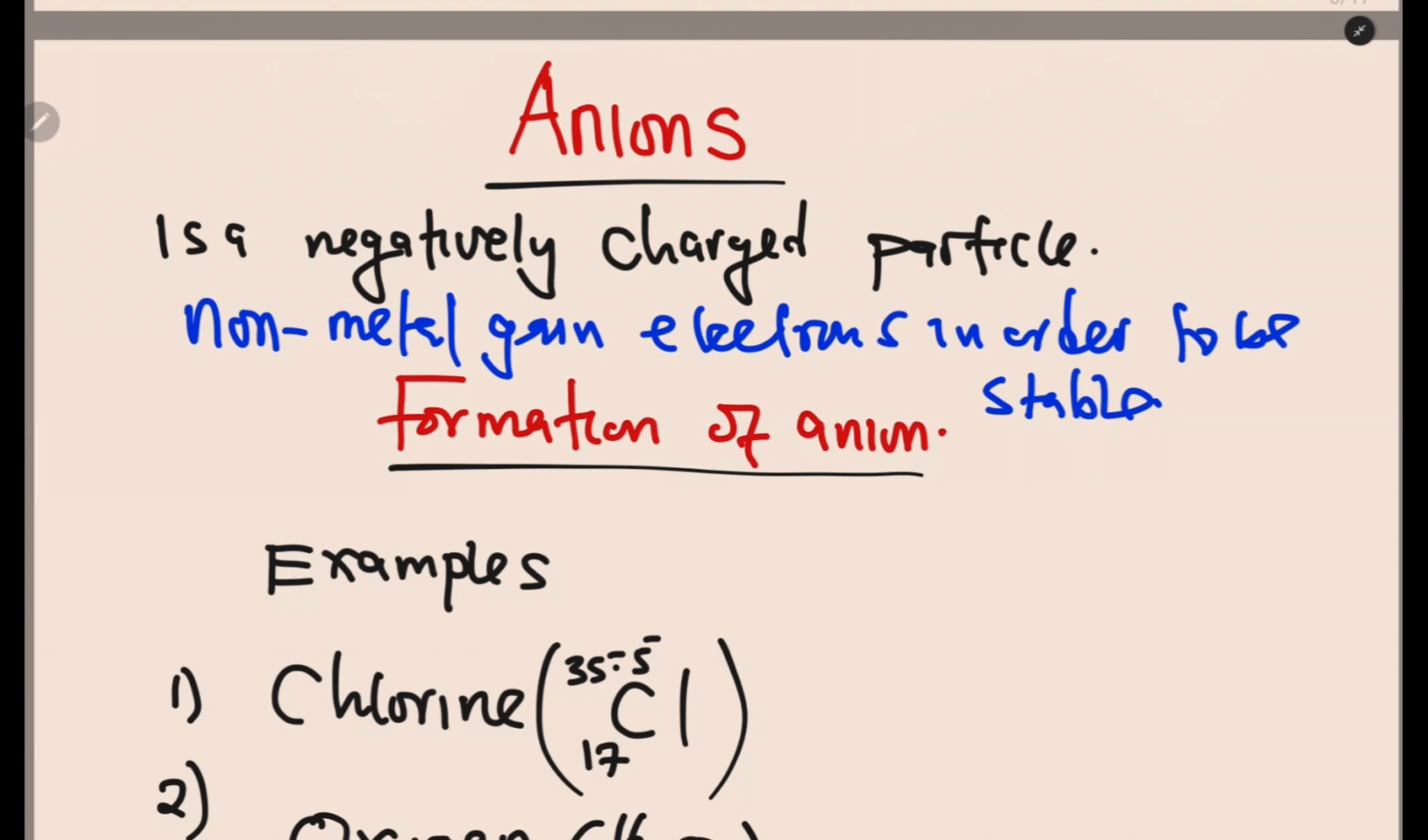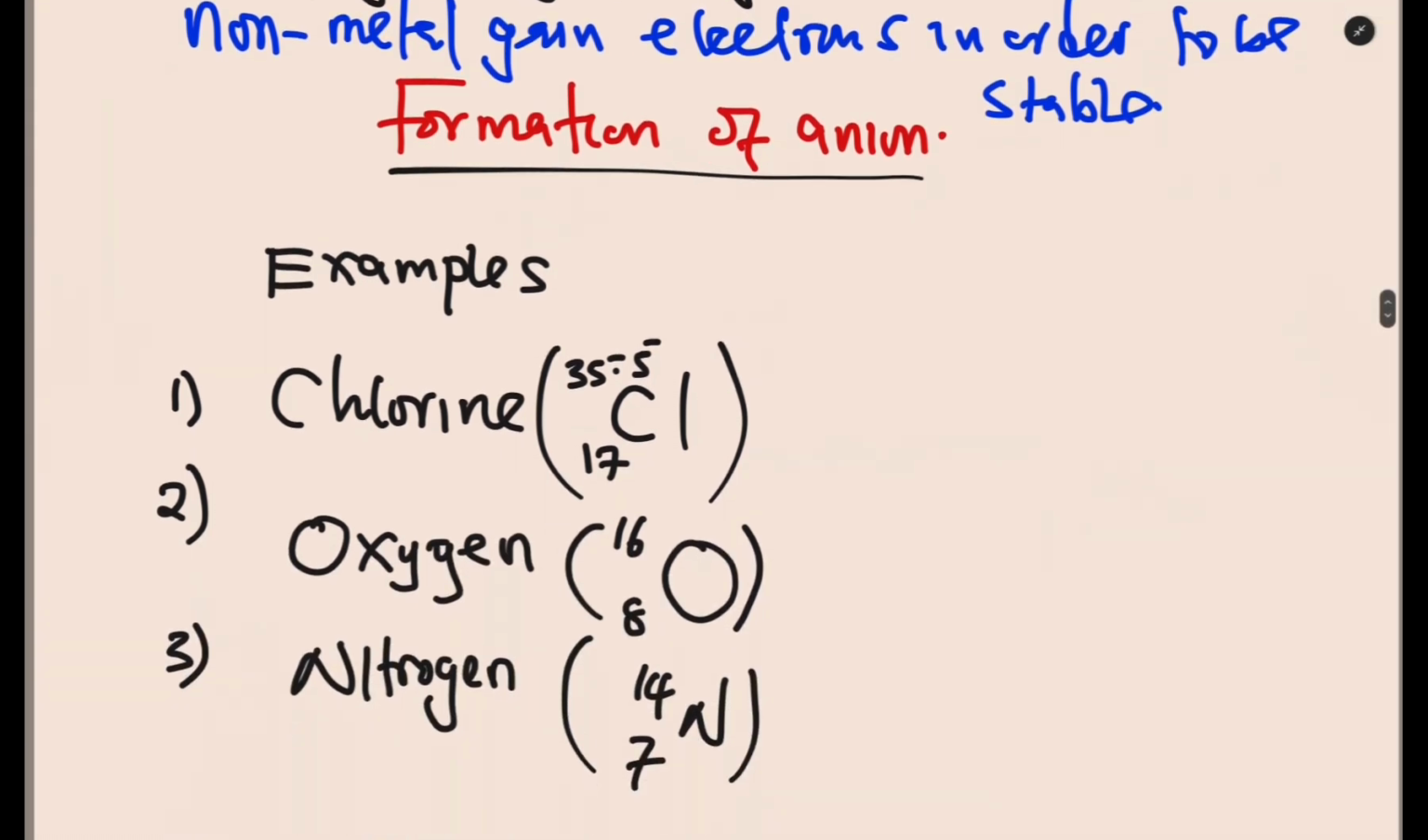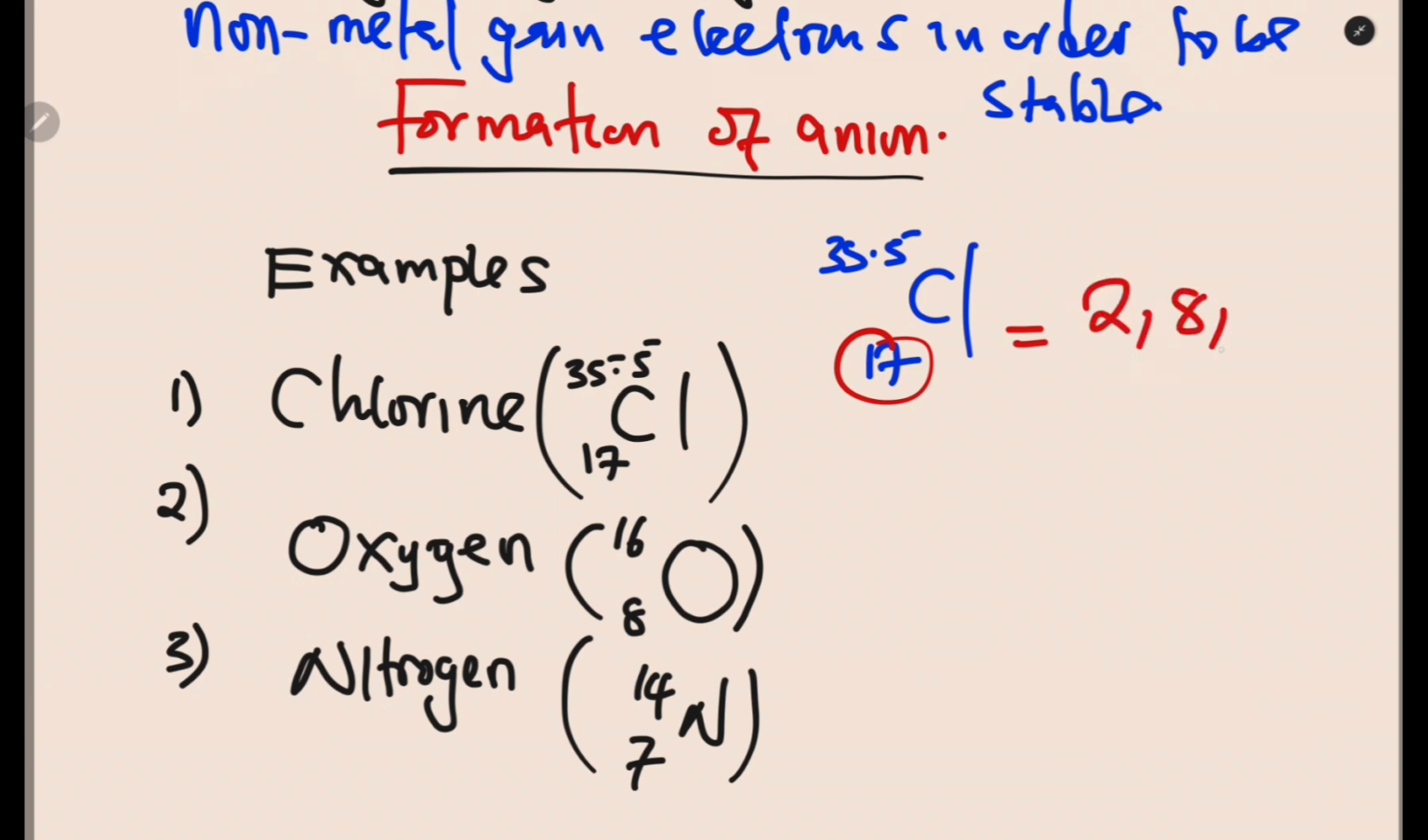So let us look at the formation of anions. The first one that we are going to look at is chlorine. So chlorine, as you can see, has proton number 17 and mass number 35.5. We use the proton number to assign the configuration, and therefore the configuration of chlorine is going to be 2 in the first shell, 8 in the second, then whatever remains in the last one, which is 7.